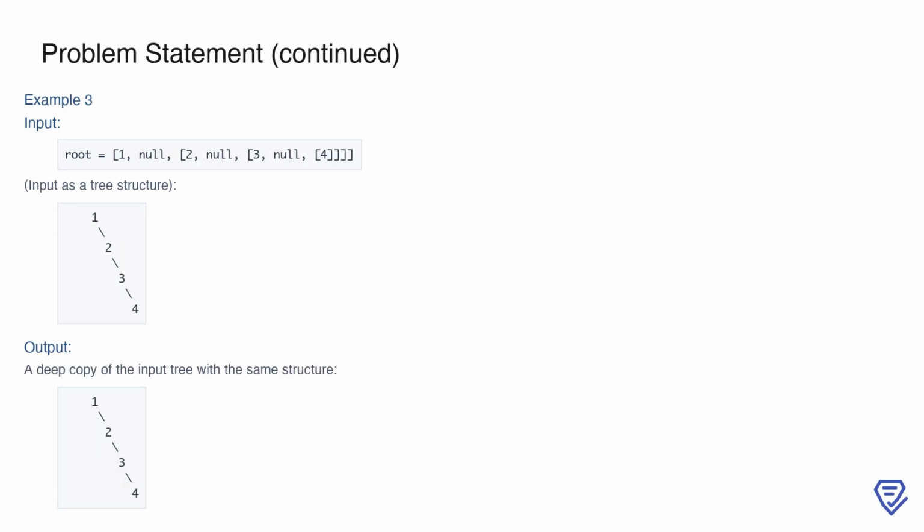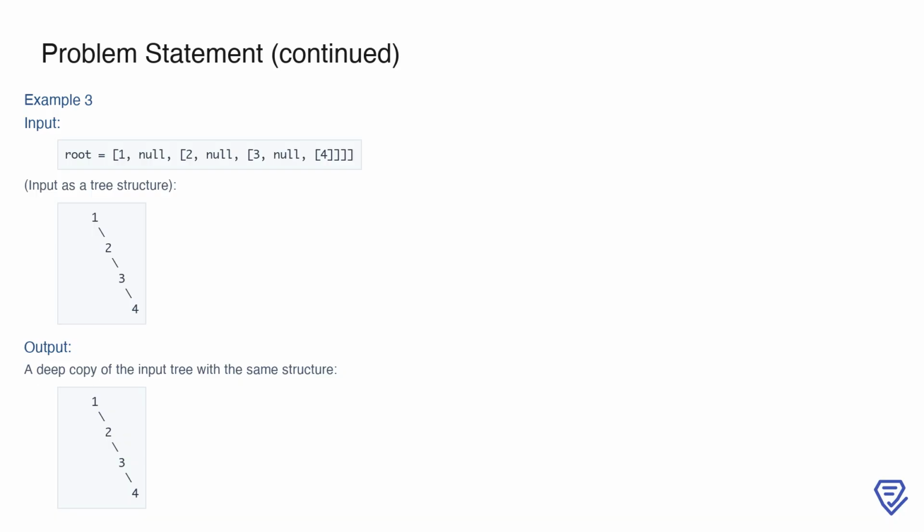Here's another example to illustrate the problem further. Suppose the input tree has a linear structure, where each node has exactly one child. For instance, the input might look like this: a root node with value 1, which has a single child with value 2, which in turn has a single child with value 3, and so on, forming a chain down to a node with value 4. Your function should return a deep copy of this tree, replicating the same structure.